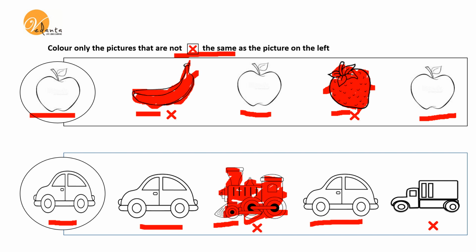This picture is car. As it is the same as the one given on the left, I'm not going to color it. I'm going to color only the different ones. What picture is this? Truck. As it is different from car, I'm going to color the truck picture. Follow the same rules while doing the next page.